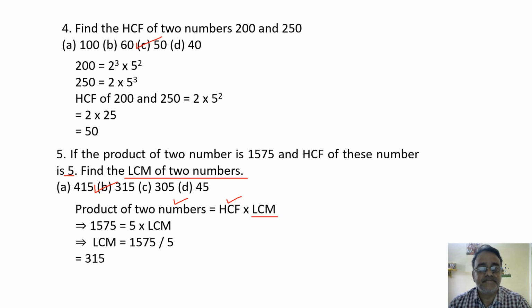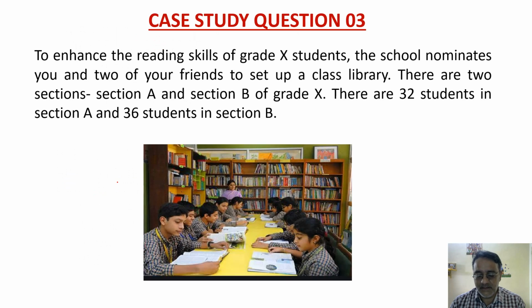Option B, right? Now we are moving toward case study question number 3. This we have already done in the sample paper. To enhance the reading skills of grade 10 students, the school nominates you and 2 of your friends to set up a class library. There are 2 sections, section A and section B of grade 10. There are 32 students in section A and 36 students in section B. Now based on this, a few questions are there.